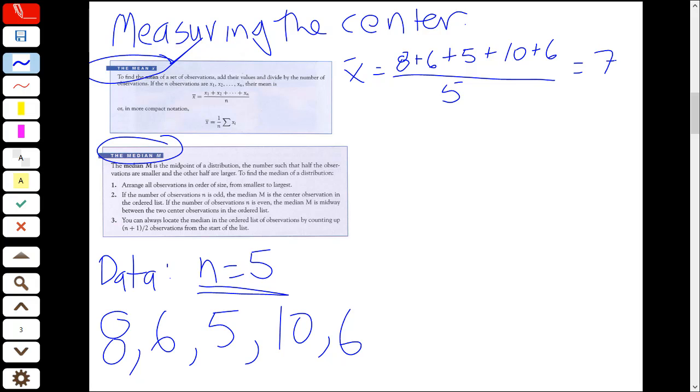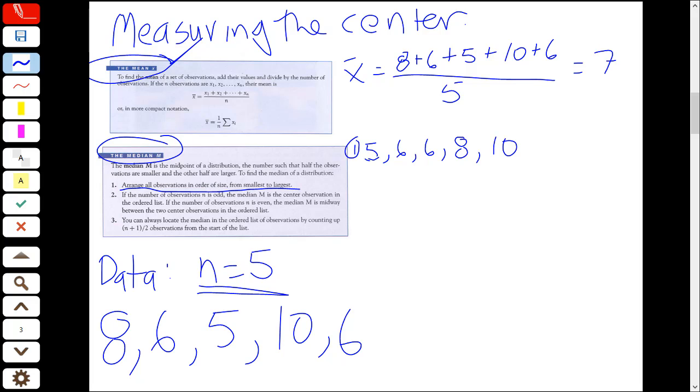Now let's do another type of measure, and this is going to be the median. Okay, so for the median, what you do is arrange the observations from smallest to largest. So let's do that. 5, 6, 6, 8, and 10. And this is, of course, step number 1.